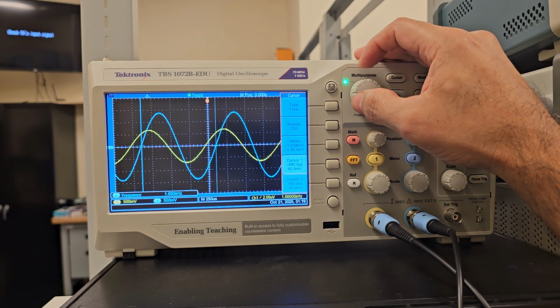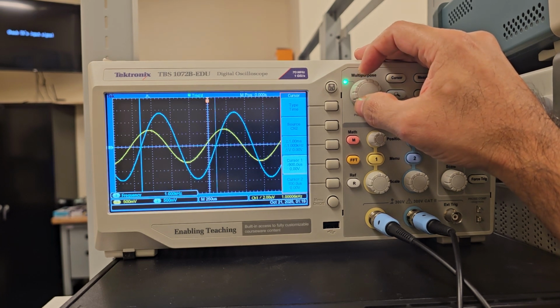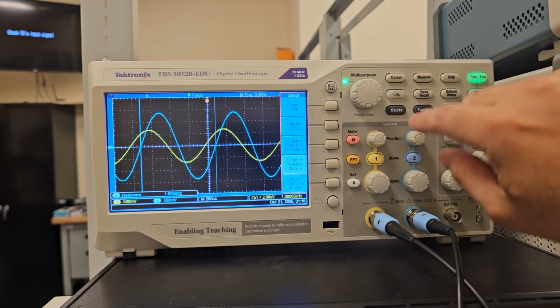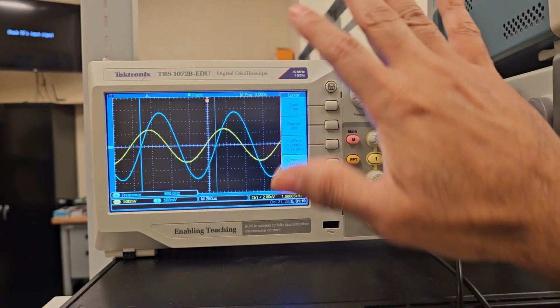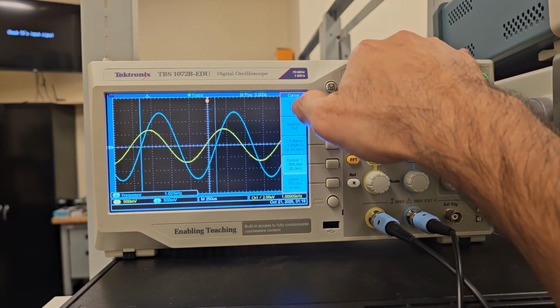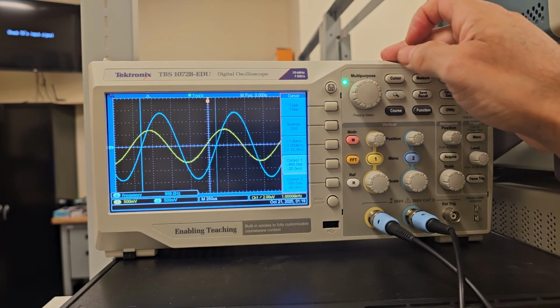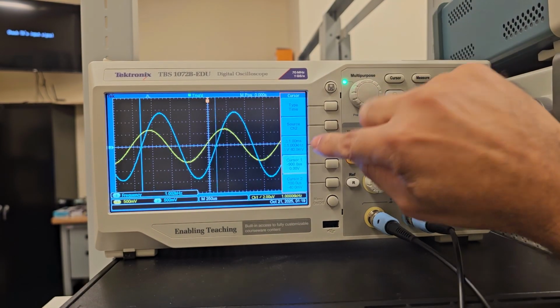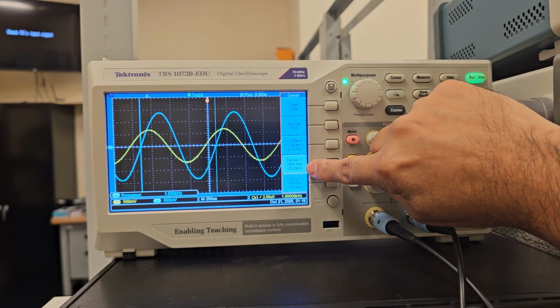You got to get comfortable with your oscilloscope. You may have soft buttons like this. You may have a bunch of hard buttons where everything's just knobs and buttons. But all oscilloscopes have the exact same functions. It's just that this one happens to be a combination of soft menus and hard knobs and hard buttons. All right, so my measurement will be right there.